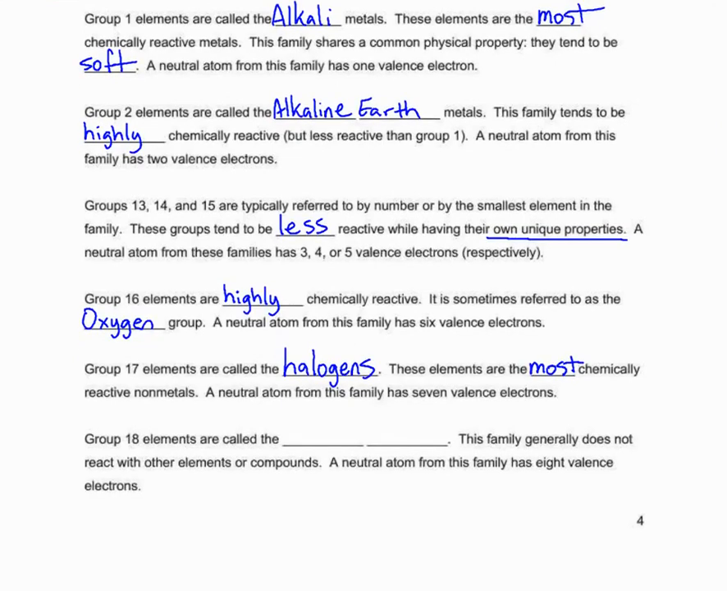Okay, so back to the bottom of page 4. Group 18 elements have a name. They are called the noble gases. This family generally does not react with other elements or with other compounds. They don't do much of any chemical reactions. A neutral atom in this family has 8 valence electrons.